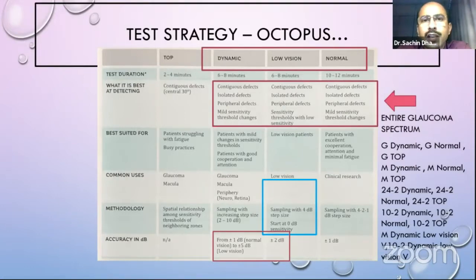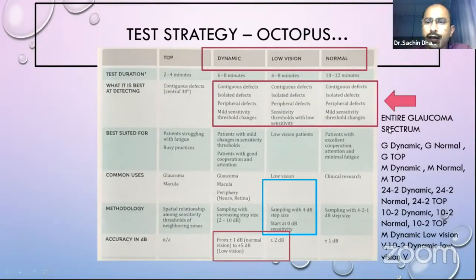The foveal thresholding time, although is not there in the Octopus because the fovea is not tested separately as it is done with Humphrey, because we have a central area of the fixation target which is open, unlike the Humphrey, which is a LED diode.